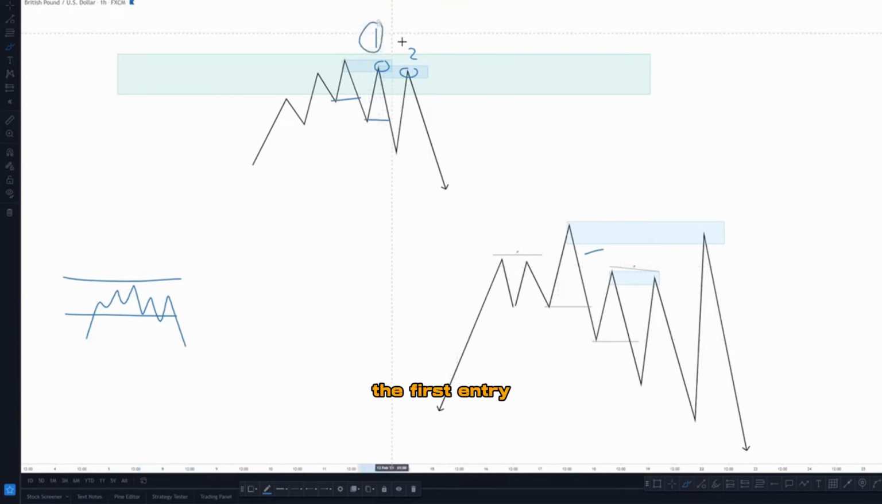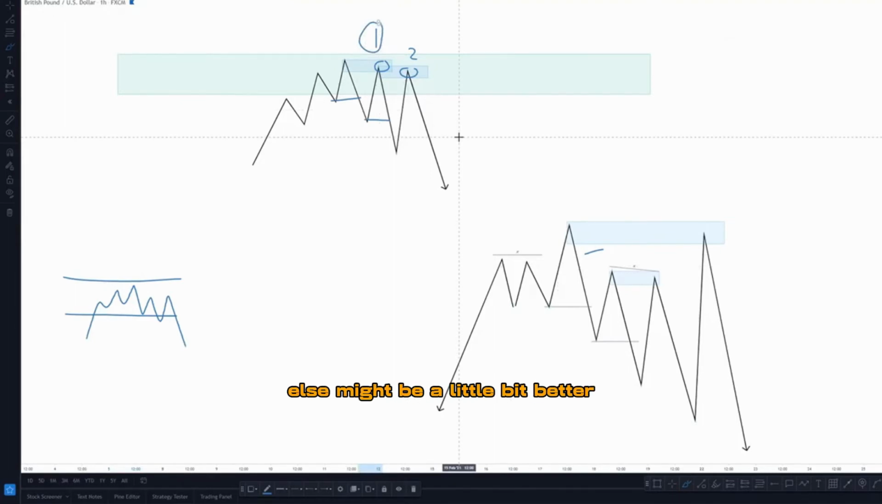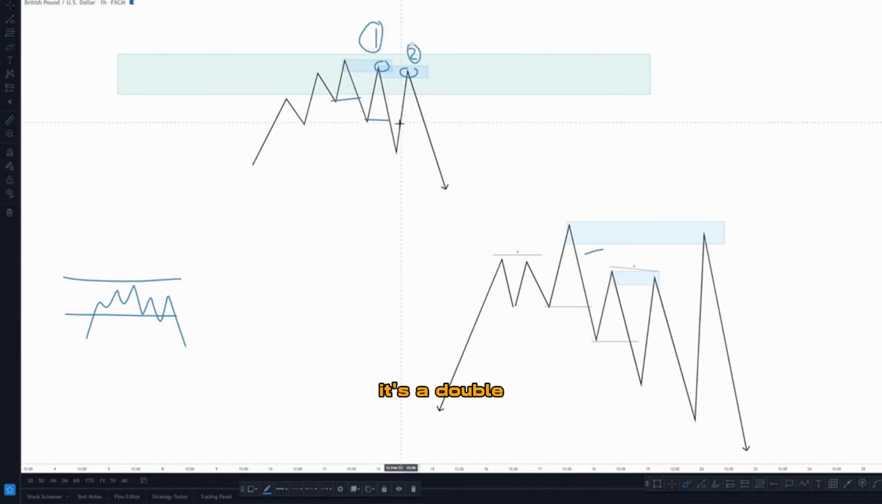And you have the first entry, which I have been calling the risk entry, but I think naming it something else might be a little bit better so it's not as confusing. And then we have entry number 2, which is the double confirmation entry. Again, it's a double confirmation entry because we've broken structure twice, and it's given us more confirmation that price is willing to and has intent to continue that trend.